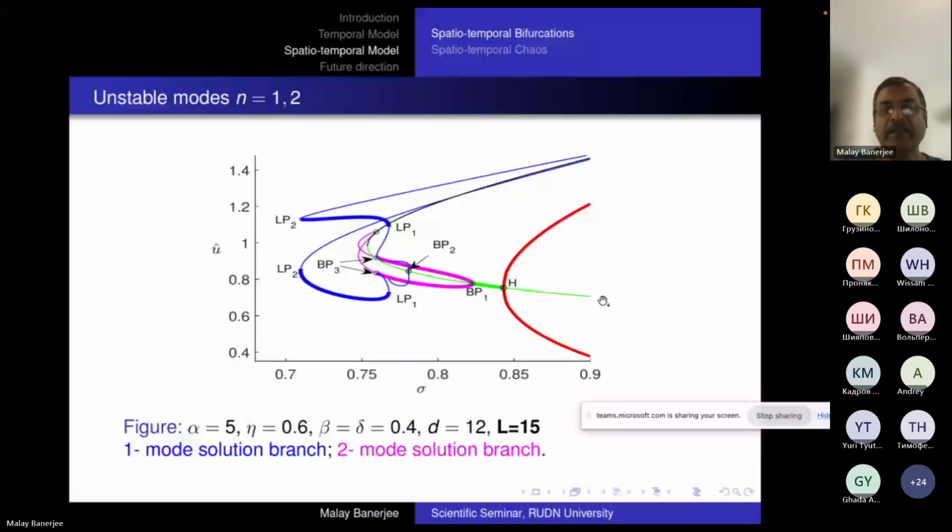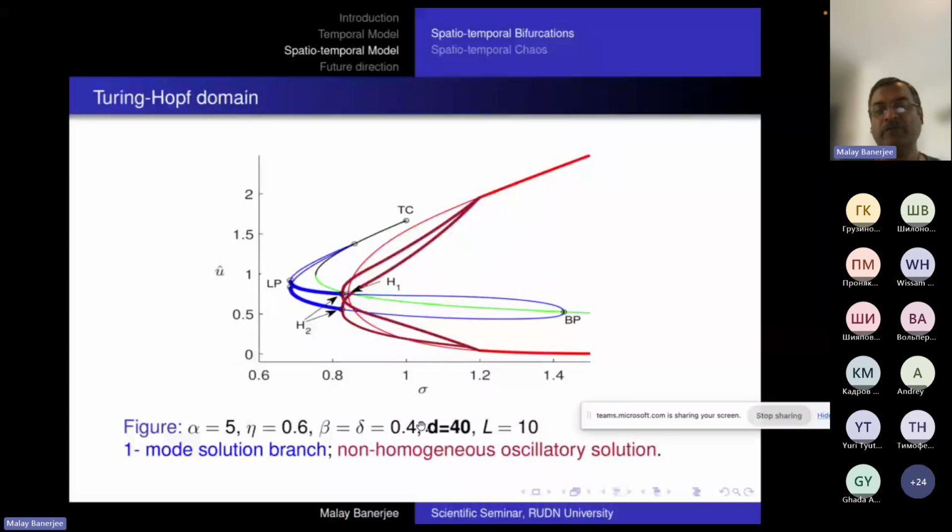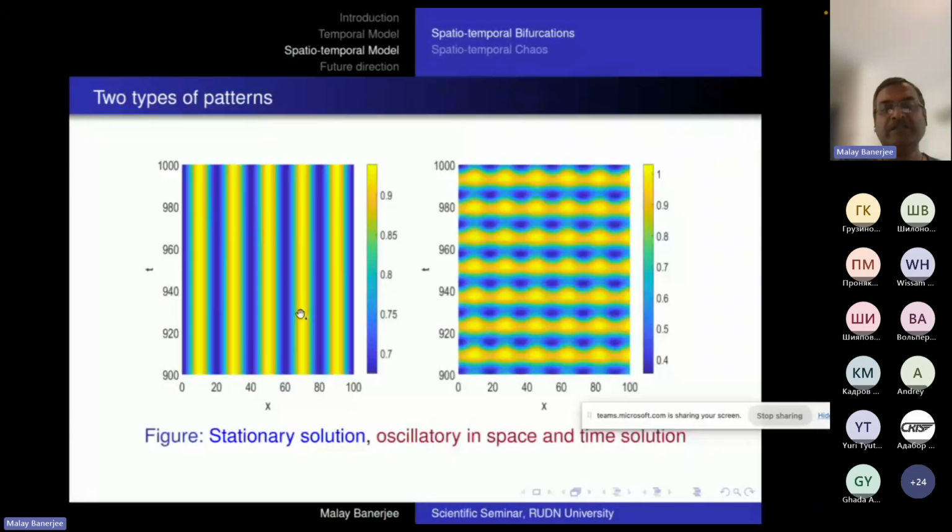So finally, if we consider a different value of D, that is D equal to 40 and L equal to 10, so the domain size remains 10 but D is quite high. In this case what happens is that there exists a one mode Turing bifurcation branch, and from here we can see that two interesting branches appear, and they correspond to solutions which are both oscillatory in space and time. Why we have these two different branches from here actually corresponds to the different oscillatory structure of the system. This particular structure corresponds to a stationary solution, and this particular pattern is oscillatory in space and time.